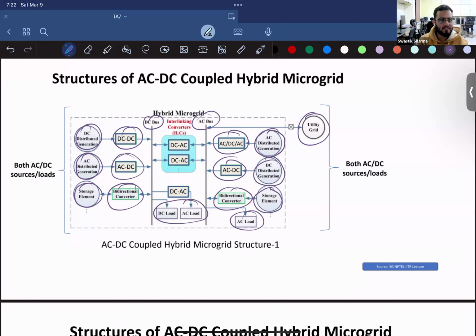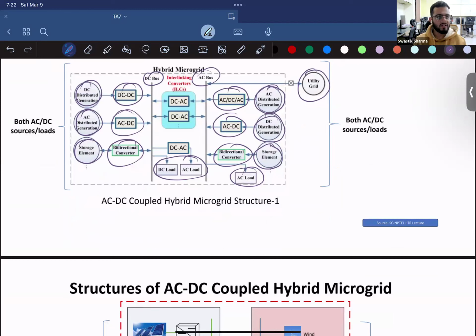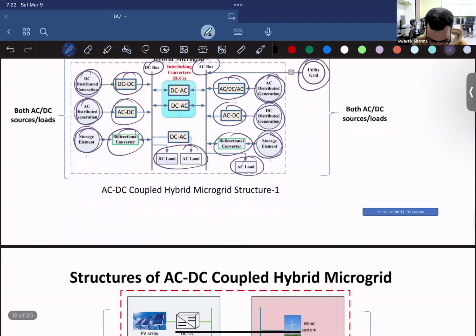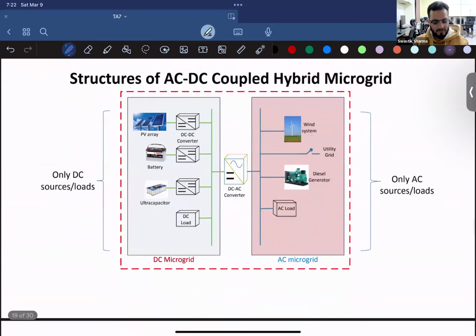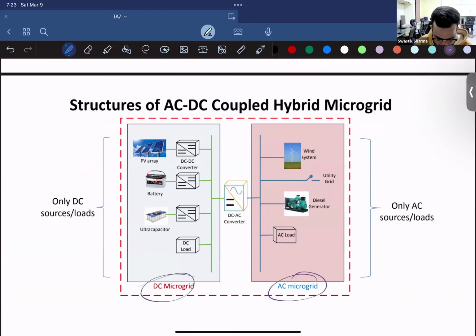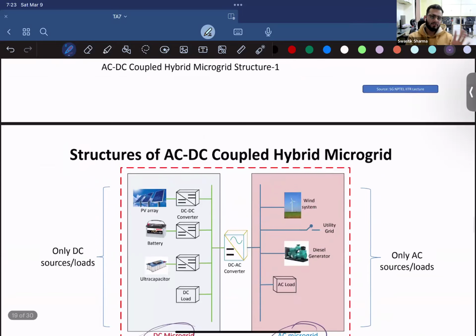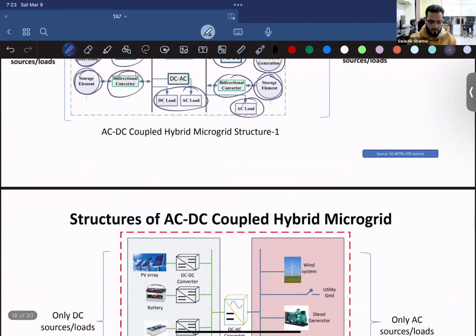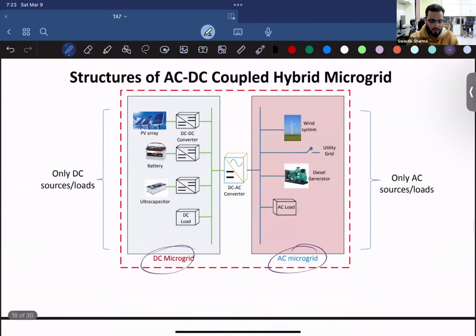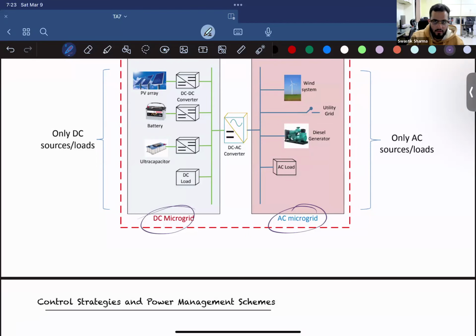But it contains both kinds of resources, right? So what's the fun of having this? You still require converters, and controlling converters is a tough task, because your converters are a costly affair. These power electronic equipments are costly. So what you can do is have a simple structure where you have an AC side and a DC side, where you have only DC sources and loads for your DC microgrid, and only AC sources or loads for your AC microgrid. But yes, both kinds of structure are possible in an AC-DC hybrid microgrid, because you can connect however you want. So this is how it's achieved.